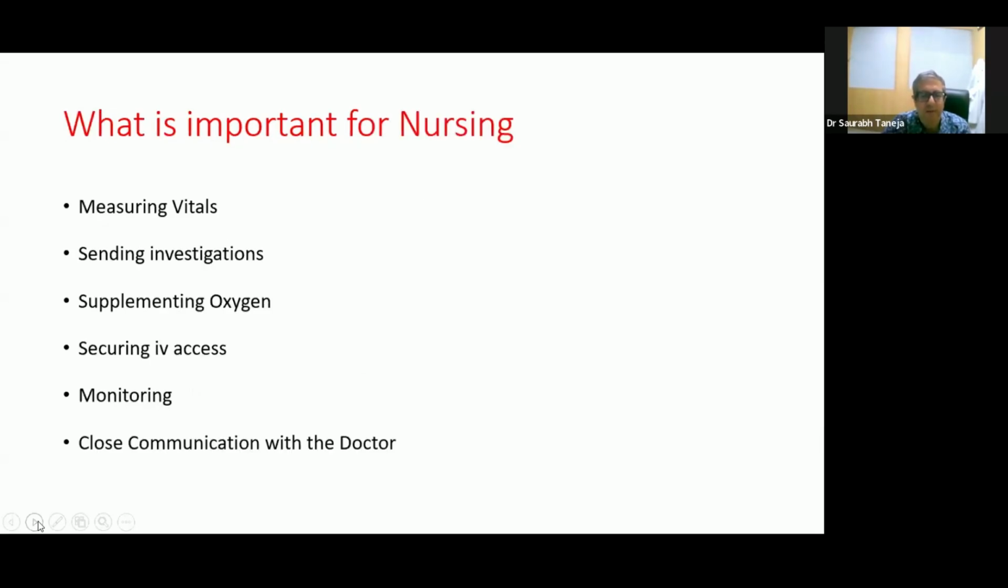So when we talk about the importance for nursing, when such a patient comes to you in the emergency or in the ICU, what do we do immediately? We measure all the vitals. So what do you mean by vitals? We measure the heart rate, the blood pressure, we look at the skin, we look at the temperature, we look at the saturation.